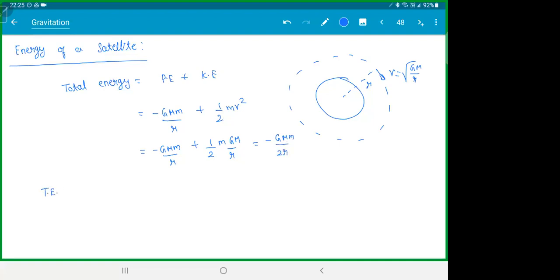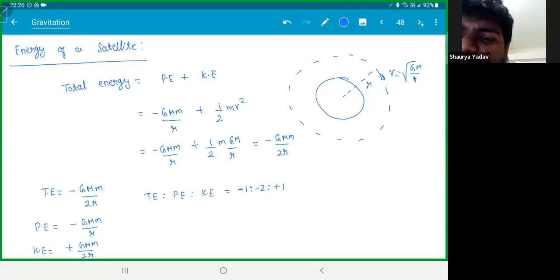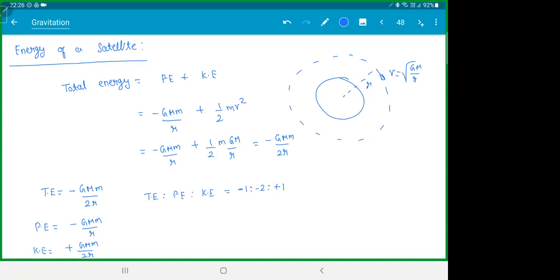So this is the formula. Total energy of a satellite is minus GMm by 2 times the radius. Potential energy is minus GMm by r. Kinetic energy is plus GMm by 2r. So the examiner will ask you this question: find the ratio of total energy to potential energy to kinetic energy. This ratio will be minus 1 is to minus 2 is to plus 1. Check. This is the same ratio you have even for the electron in a hydrogen-like atom. If you try to plot this graph, the exam will ask like this.